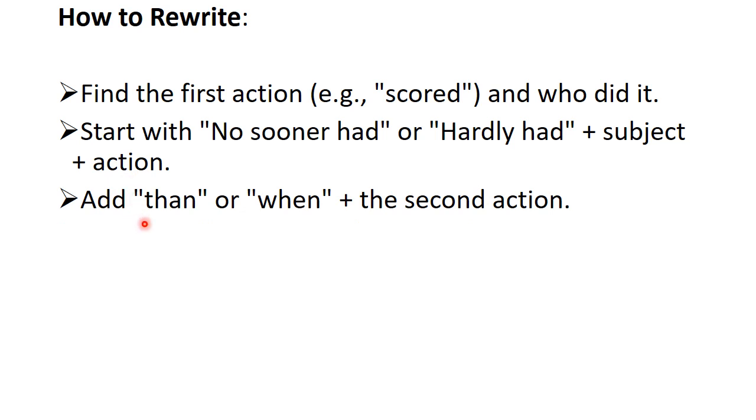Then you have to add than or when plus the second action. So this is the summary of how to rewrite. To understand this one better, we learn through examples. So let's take a look at 10 good examples just to make us comfortable with the use of no sooner had and hardly had.